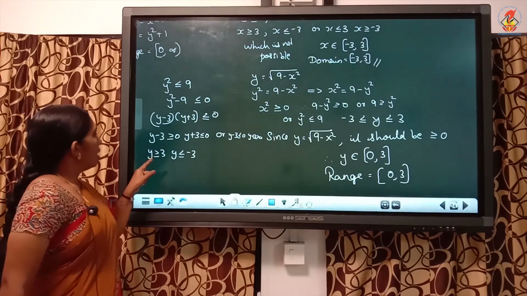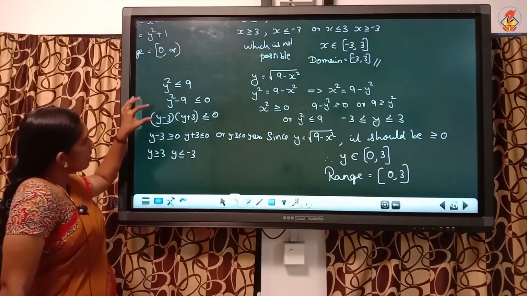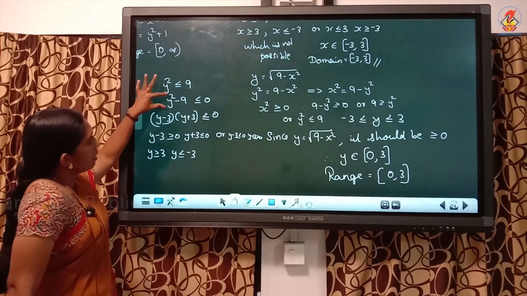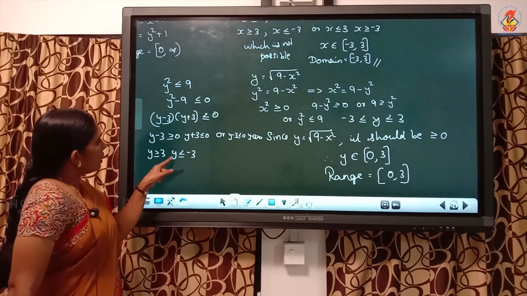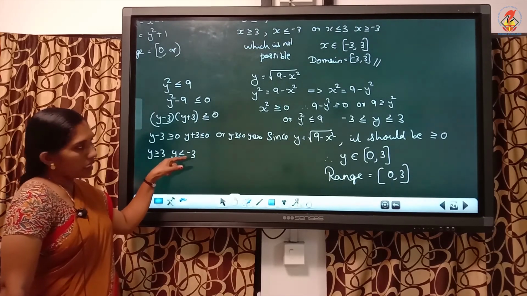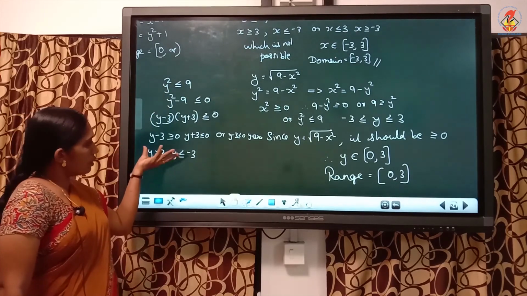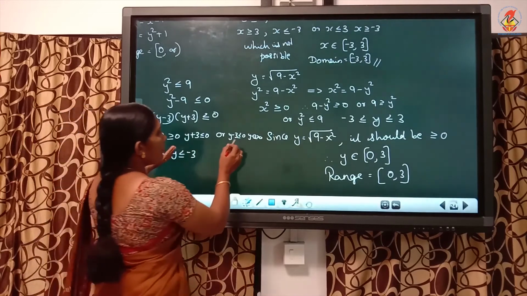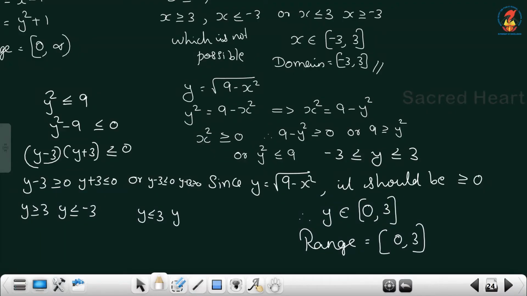From this, y is greater than or equal to 3 and y is less than or equal to minus 3. So y is greater than or equal to 3: when y values are more than 3, it cannot be less than or equal to 0. Or y less than or equal to minus 3: you can give y as negative 4, negative 5, then also it is not less than or equal to 0. So this case you can't take. And from here, y is less than or equal to 3 and y is greater than or equal to minus 3.